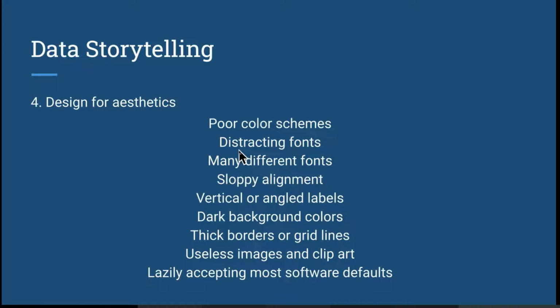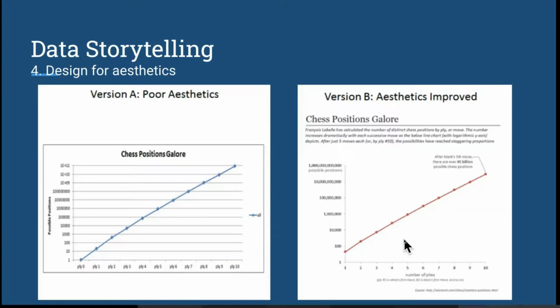Also, we have to watch out for design and aesthetics. It's a very broad topic, but broadly you can see things like poor color schemes, distracting fonts, different kinds of fonts, and so on. These are more about how you lay out the data or the charts. If you use the wrong kind of color or the wrong kind of font, it can give the user a different kind of feeling.